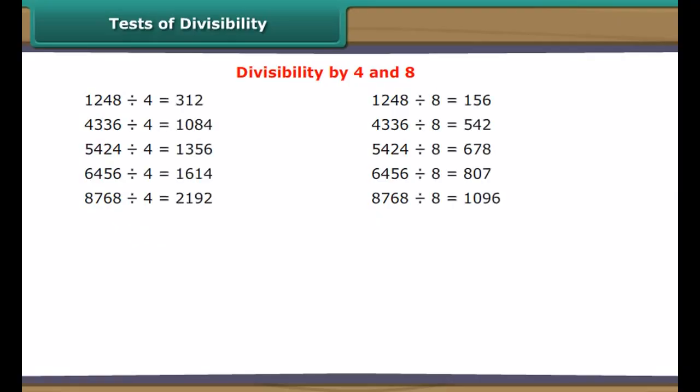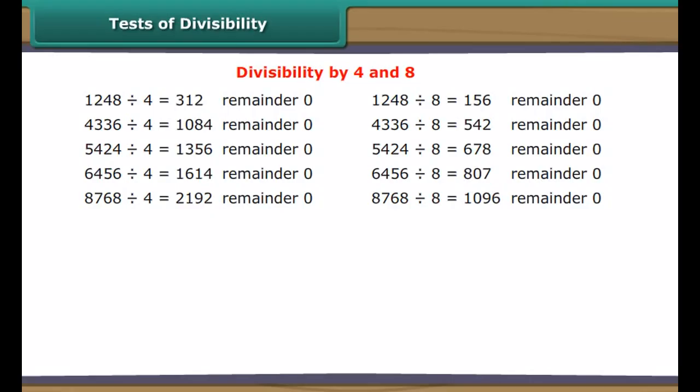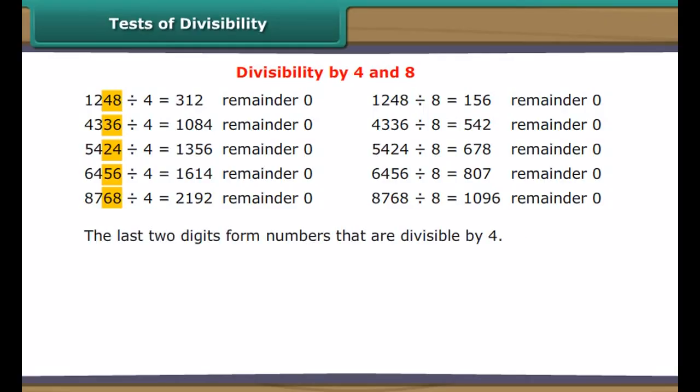Consider the last two digits of the numbers: 48, 36, 24, 56, 68. The last two digits form numbers divisible by 4. Consider the last three digits of the numbers: 248, 336, 424, 456, 768. The last three digits form numbers divisible by 8. Self-assessment. Test the divisibility of the given numbers. Drag and drop the options in the appropriate boxes.